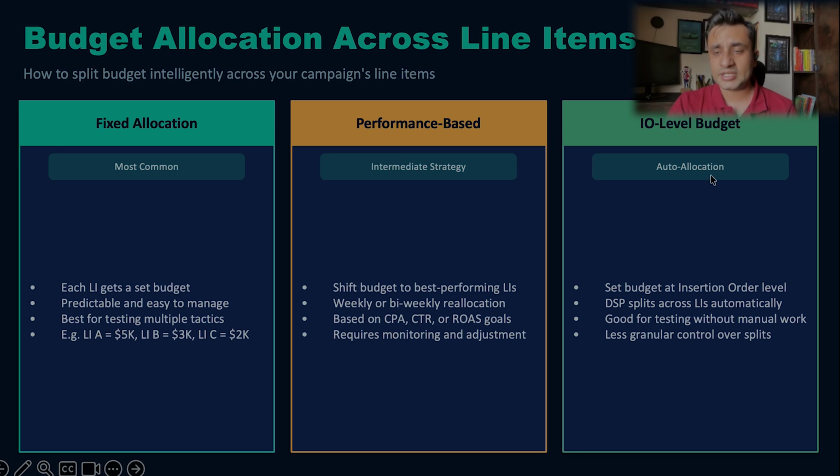Then comes IO level budget. It's an auto allocation. When you set a budget at insertion order level, the DSP splits across LIs automatically. There is this option in line items in which you can select whether you want to manually input the budget or use the budget at insertion order level. If you use the budget at insertion order level, the algorithm automatically splits the budget evenly across all the active line items. It's good for testing without manual work. It has less granular control over splits. Because it's automatic allocation, you cannot move the budget up or down as per performance. So that's one pro and con of IO level budget allocation.